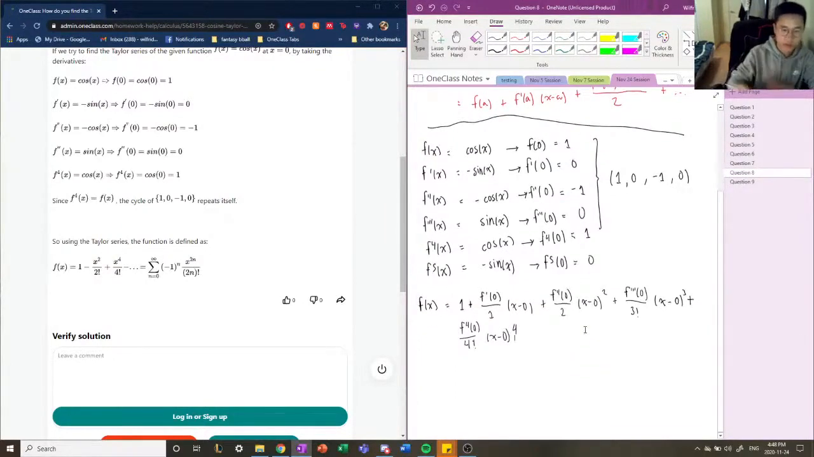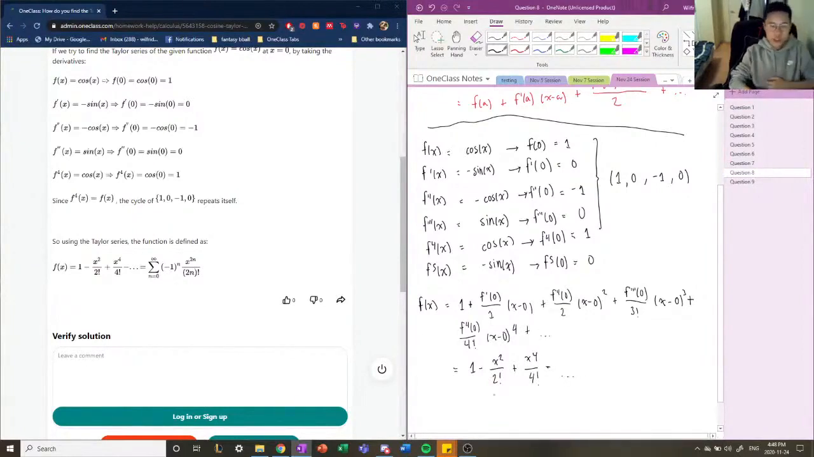If we simplify this, f prime of 0 is 0, so this is 0 and this is 0. This is negative 1 and this is going to be 1. So we have 1 minus x squared divided by 2 factorial plus x to the power of 4 divided by 4 factorial, and so on. The next term is going to be minus, and so on.